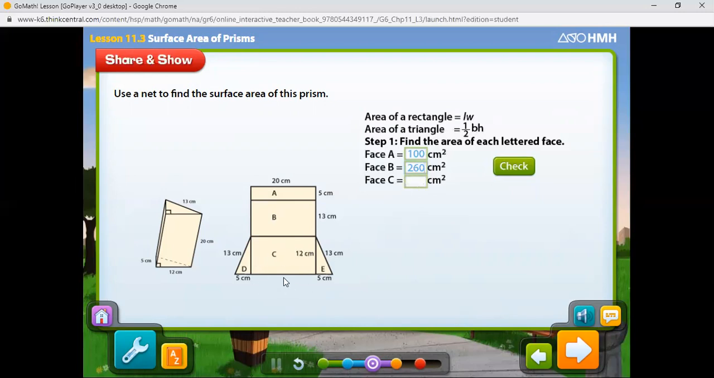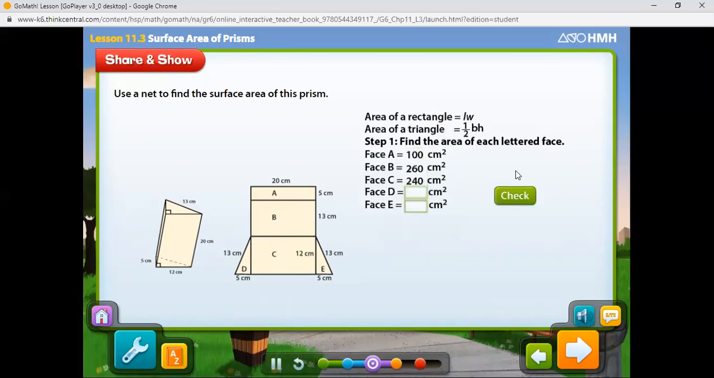Now face C. Again, this is 20 because all of them are 20, this is 20, so the opposite of that is also going to be 20. 20 multiplied by 12 is going to give you 240. Okay, so let's check. Excellent. The correct answers are 100, 260, and 240.